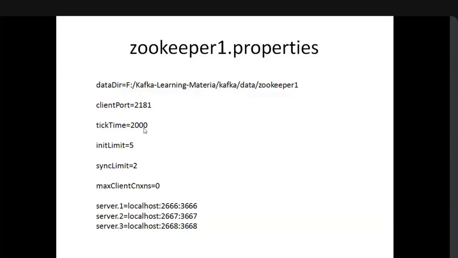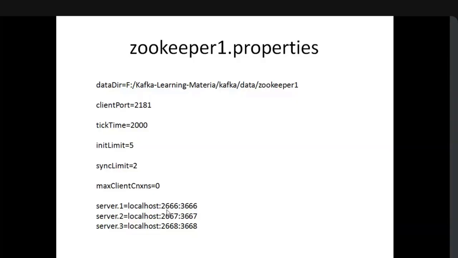This is the client port. Tick time will always be 2000 milliseconds. Init time is 5. Sync time is 2. Maximum client connections I have given as 0. And then server 1, server 2, server 3 and the internal ports. Internal ports could be in the 2000 series and 3000 series.